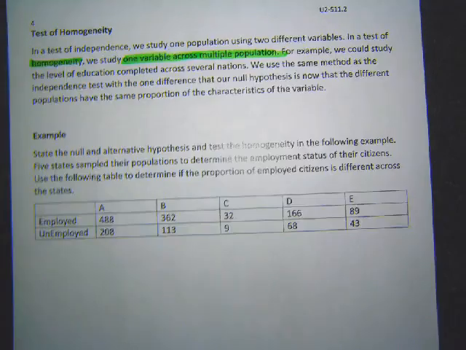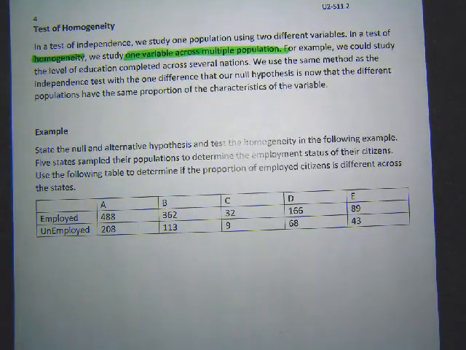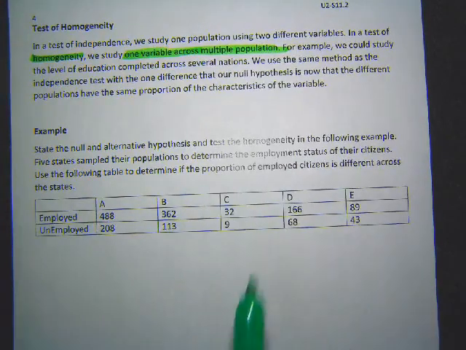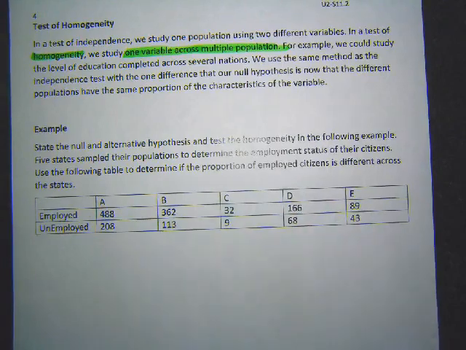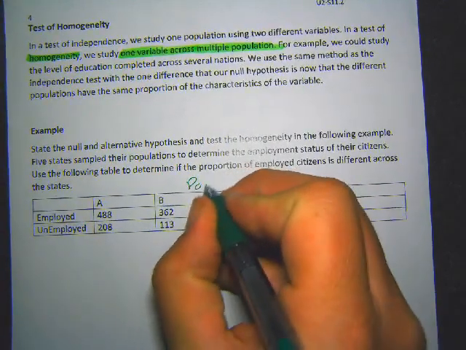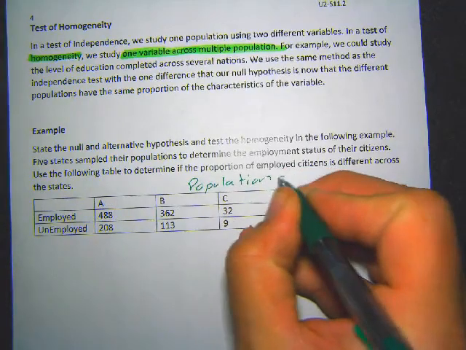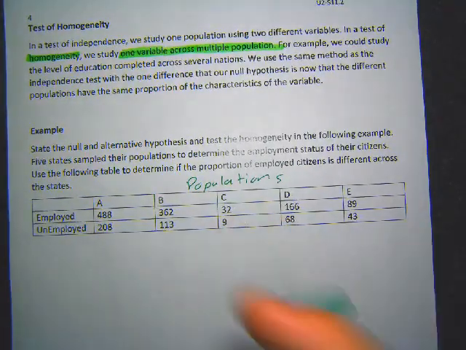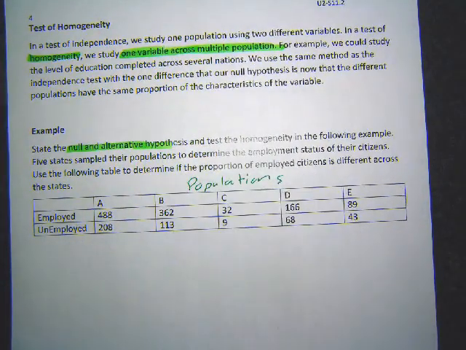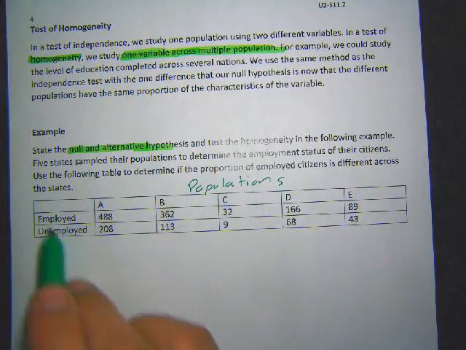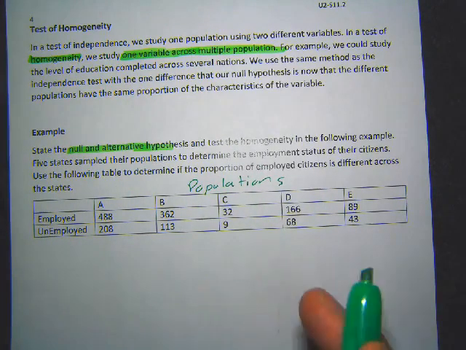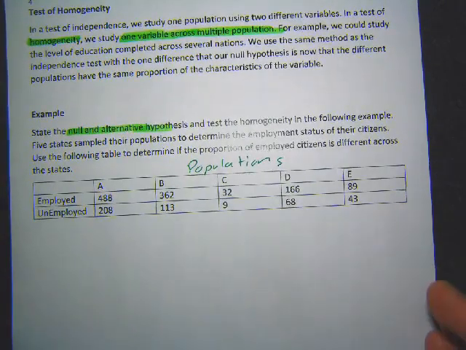So we'll go ahead and do this problem. Here they have multiple populations, different countries, and they're looking at whether people are employed or unemployed. So they have one variable, which is employment, with lots of populations. So these would be your populations. Okay, we're going to state the null and alternative hypotheses. In this example, we have 5 states, their populations, look at the employment, and then we'll do a test. Use the following table to determine if the proportions are different across states. I should have said a level on this, which I forgot to.